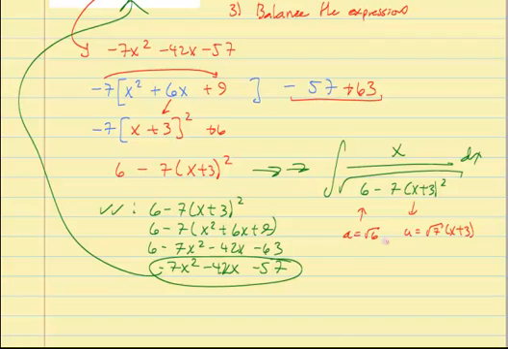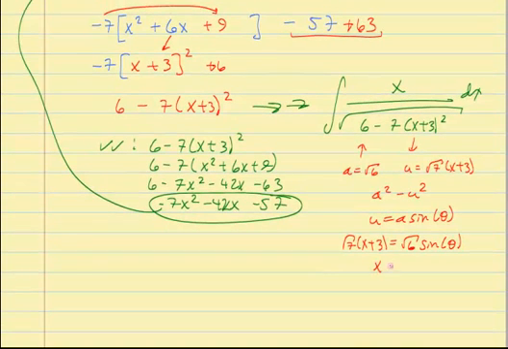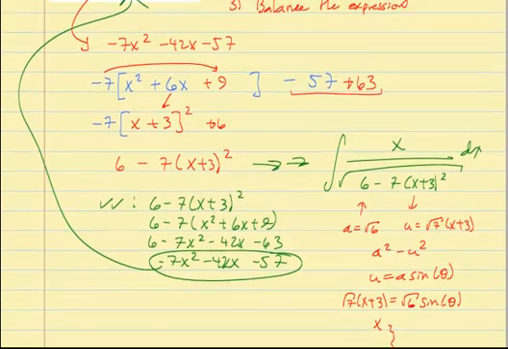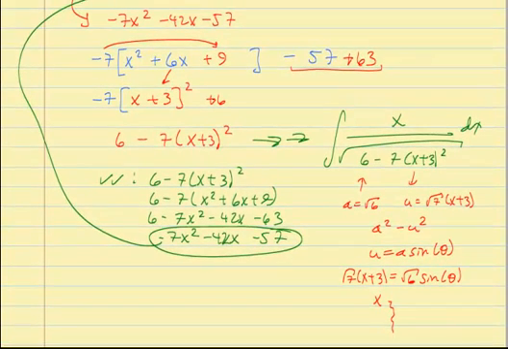And the recommendation for the form of a squared minus u squared is to let u equal a sine theta, and you should be on your way. U in this case would be root 7 times x plus 3 equals a, which is root 6 sine theta. And then you can go ahead and solve for x, find your dx, substitute in, and you have a nice little trig sub. So hopefully that helps get started with that second problem.